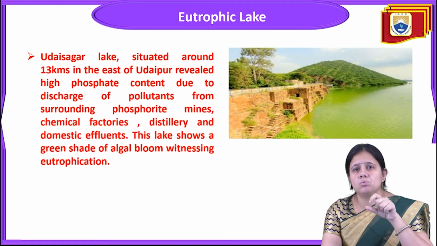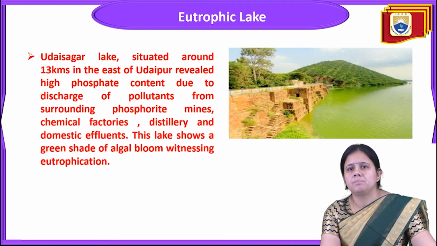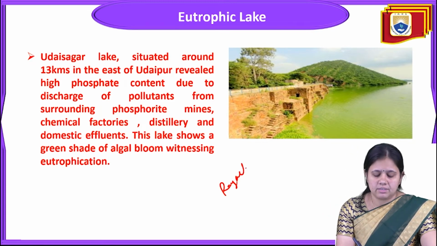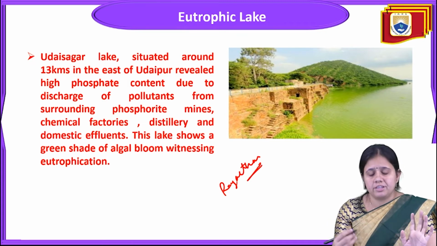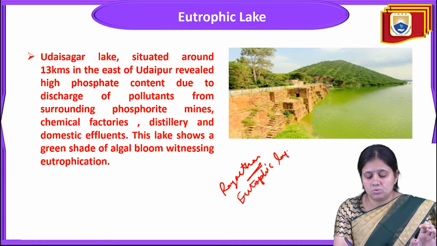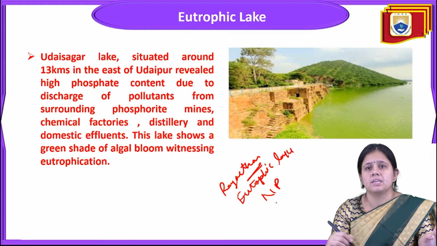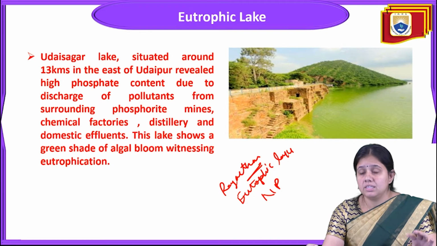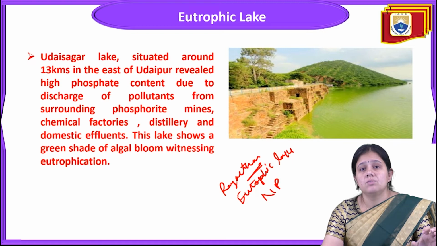So first example is the Uday Sagar Lake, that is situated in Udaipur, Rajasthan. In this Rajasthan state, this Uday Sagar Lake is there. So this lake has changed into a eutrophic lake due to the addition of nitrate and phosphate, and the high phosphate content due to discharge of pollutants. The pollutants have come into this lake from surrounding phosphorite mines, some chemical factories, distillery and domestic effluent.